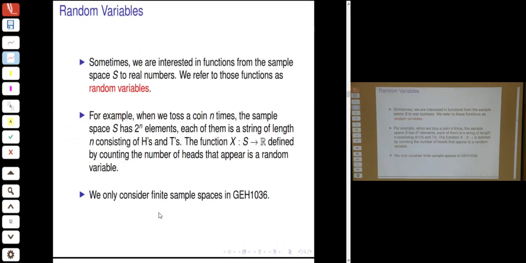So, random variables. Sometimes we are interested in functions from the sample space S to real numbers. We refer to those functions as random variables.